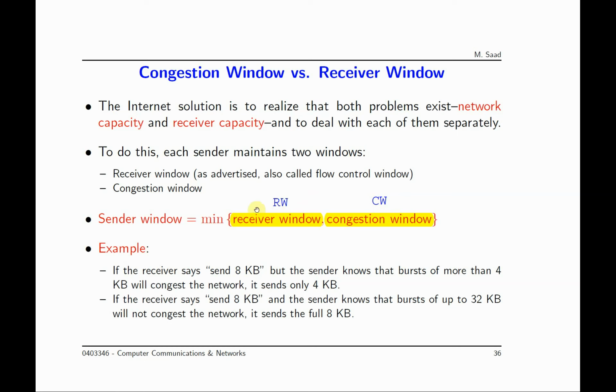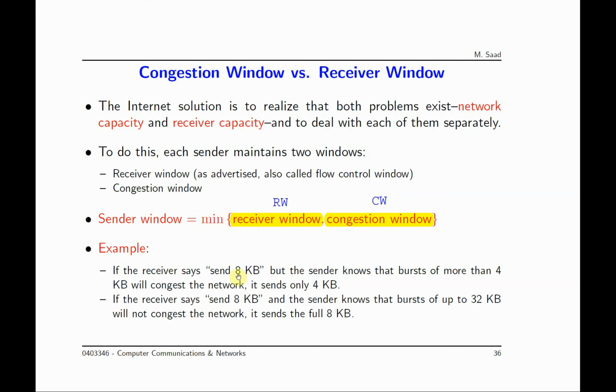So I know how much the receiver can handle and how much the network can handle. If I choose the smaller of the two, this will make sure that I'm being careful towards both the receiver and the network. Here we have an example that illustrates this idea.